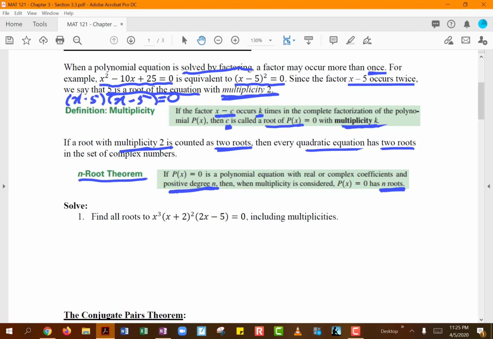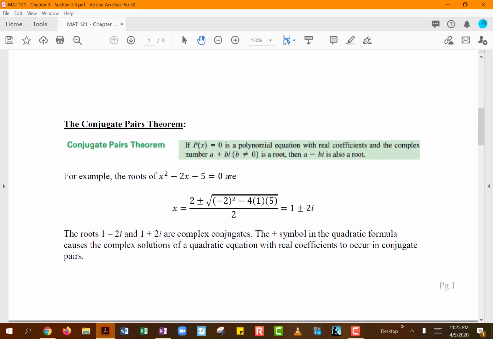Okay. The next theorem that we want to look at is what we call the conjugate pairs theorem. So when we're talking about conjugate pairs, we're talking about binomial terms basically, where your terms will be the same, but the sign in the middle is going to be different. So something like this. If you have one factor, I guess you can call it, as a plus b, then its conjugate pair is going to be a minus b. Okay, so the idea is your terms would be the same.